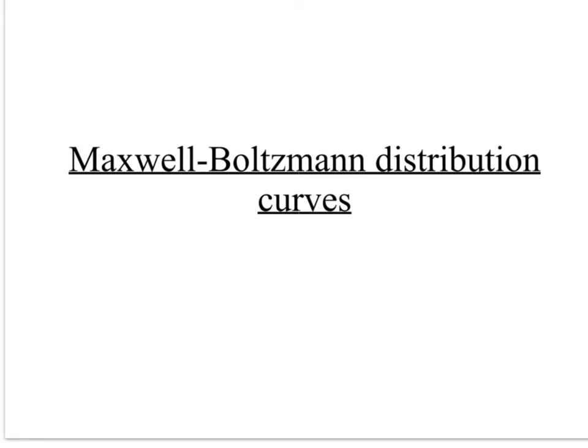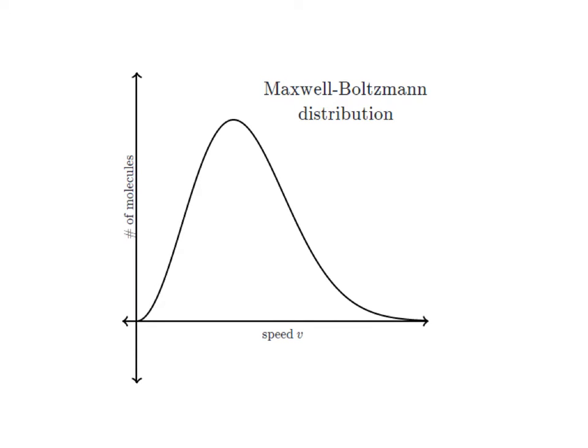In the mid to late 1800s, James Clerk Maxwell and Boltzmann figured out how to answer the question: what is the distribution of speeds in a gas at a certain temperature? Their result is referred to as the Maxwell-Boltzmann distribution curve because it shows how the speeds of molecules are distributed for an ideal gas. On this slide, one can see what the Maxwell-Boltzmann distribution curve looks like.